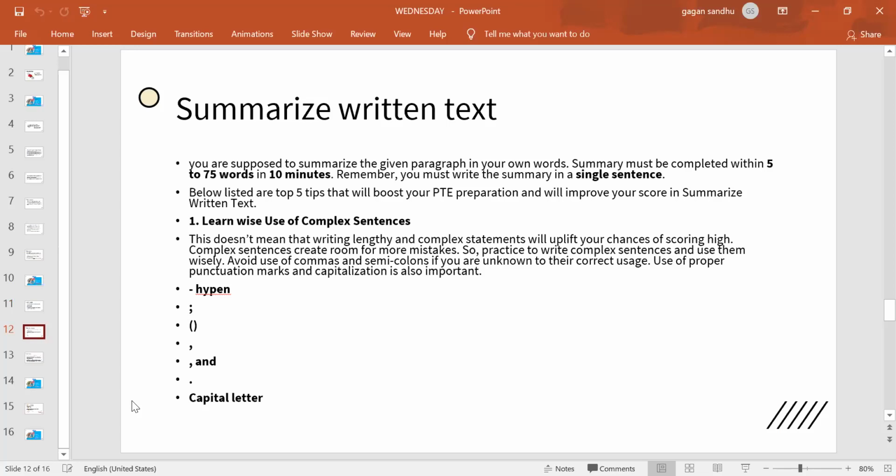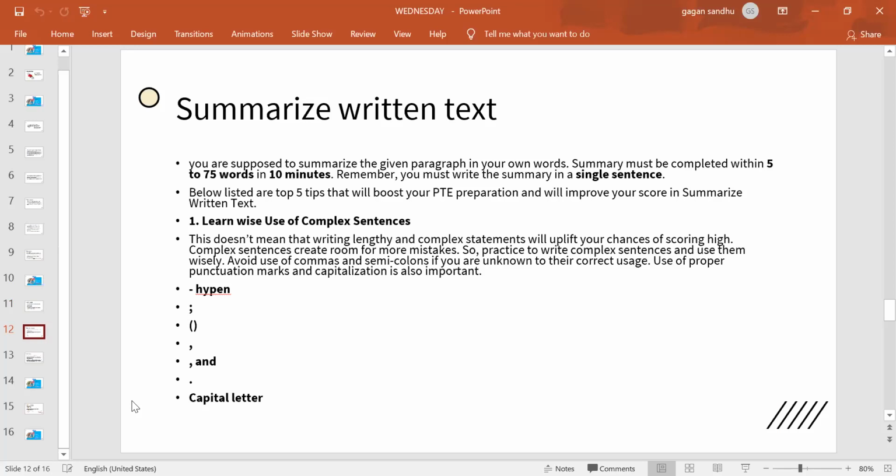Suppose I have given you a reading text or a paragraph or a passage, and I told you, okay, just make a summary of this passage now. So that's the task here. And that summary needs to be completed within 5 to 75 words. This is one more important point about it. You will have 10 minutes to do this task, right?